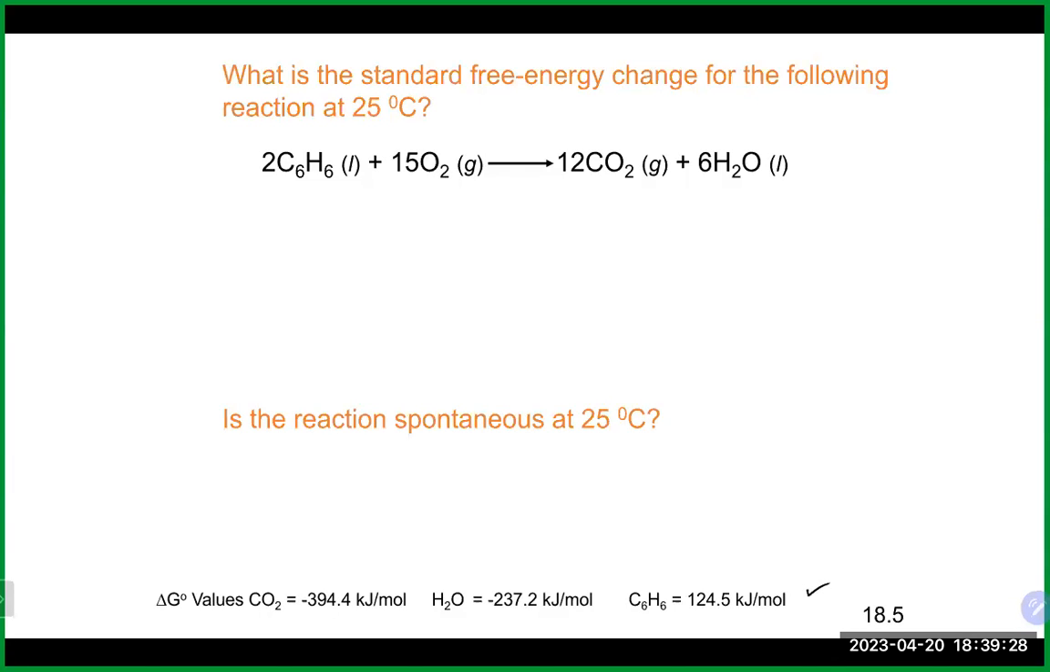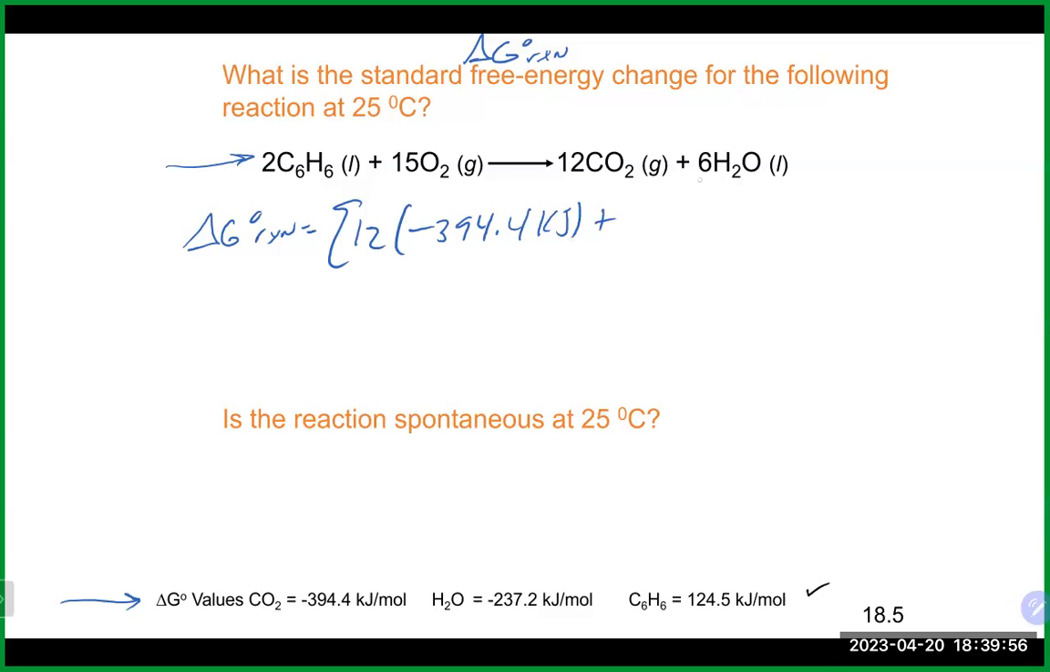Okay, so we're going to be looking for our delta G naught of this reaction. In this case, we're just given the reaction. So that pretty much signals to go to the table and look up the delta G values, which is probably the best approach. Our delta G of our reaction here, again, is going to be our products. So in this case, we have 12 CO2s. Each of them is minus 394.4 kilojoules. We then also have 6 waters, so 6 times our value for water, minus 237.2. That takes care of all of our product side.